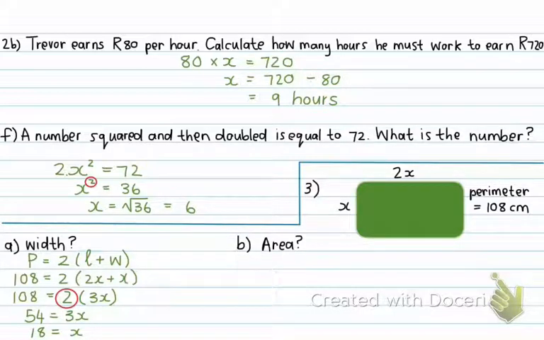Okay, at question B, they ask us for the area. Now remember, the area of a rectangle is the length times the width, or the breadth. And the length we just said is 36 because it's 2x, and 2 times 18 is 36, and the width we just found out is 18. It's 648. Okay, and they tell us it's centimeters, and because it's area, I say centimeters squared.